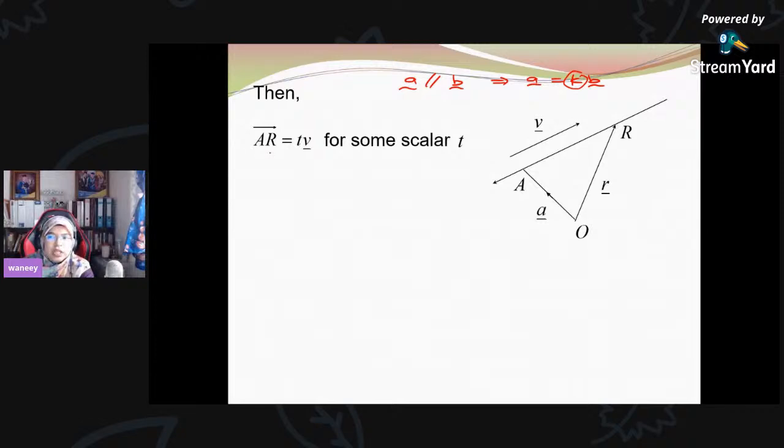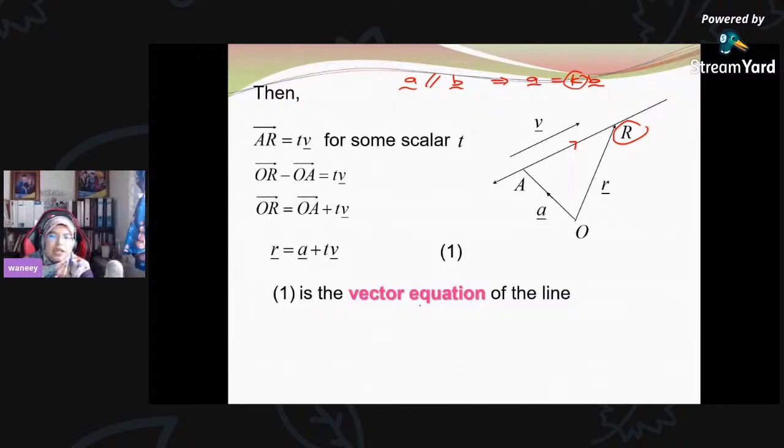Okay, so how do we calculate AR? If we have an origin over here, then AR is actually equal to OR minus OA, and this is equal to TV. And since R is any point on the line, we can make it the subject. So OR is equal to OA plus TV, or you can write R equal to A plus TV. So this is actually the vector equation of the line. The vector equation of the line: R is equal to A plus TV.